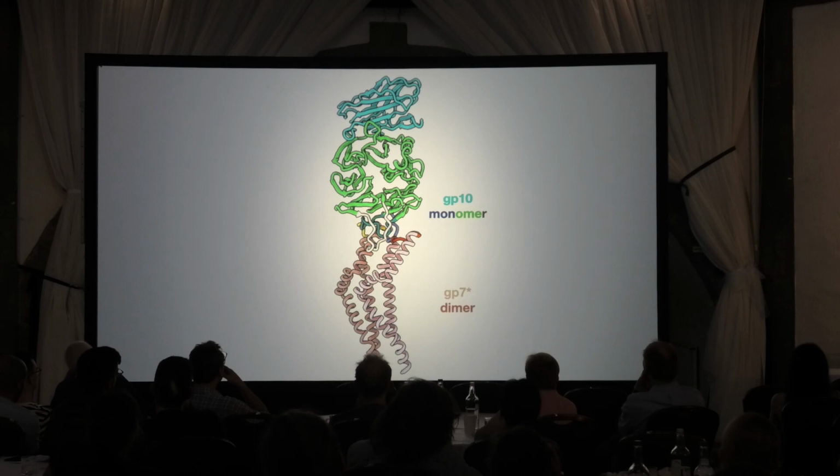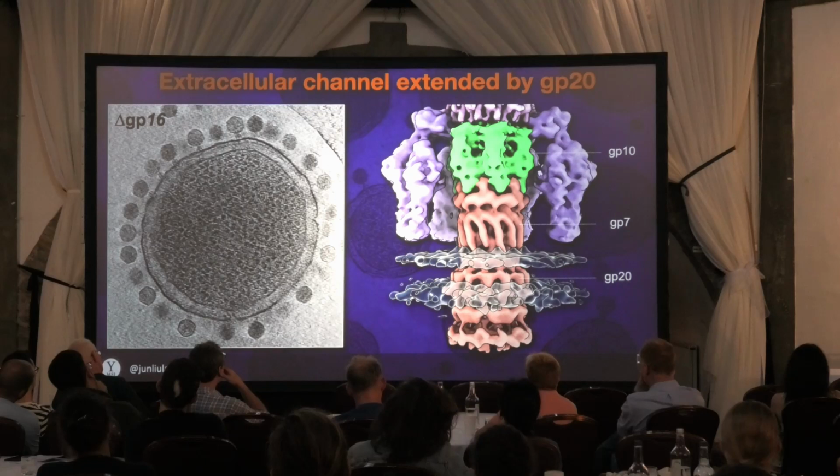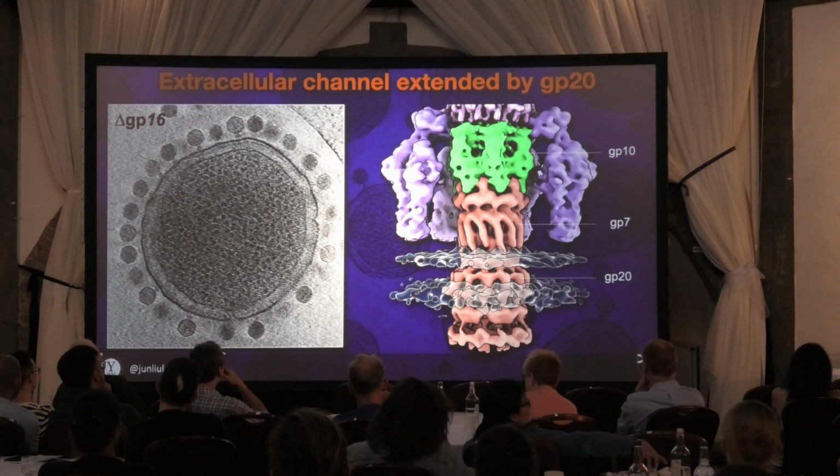So now with that, we can ask next, how do we need this called GP16? And so now we have a structure that allows this not only to extend as the external channel, but also to cross the outer membrane.